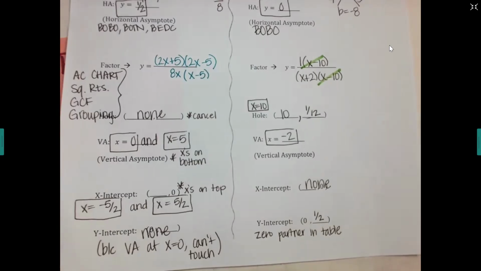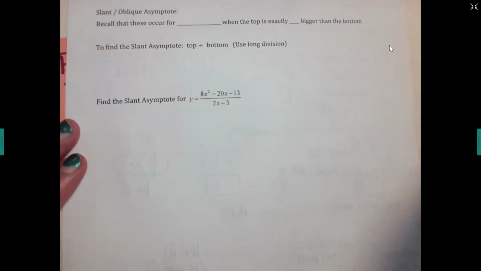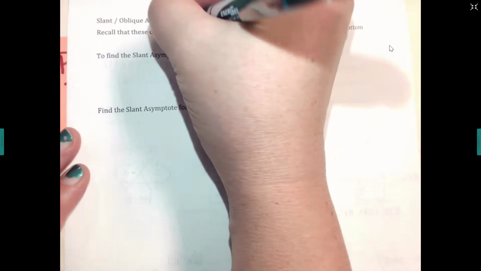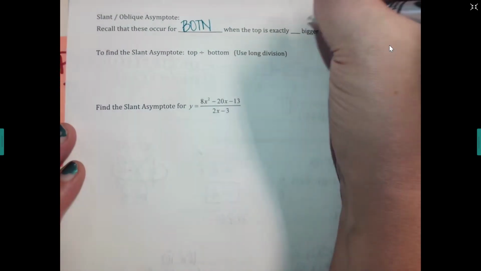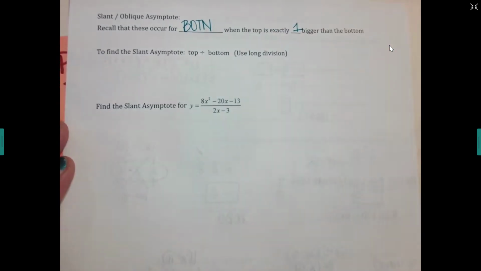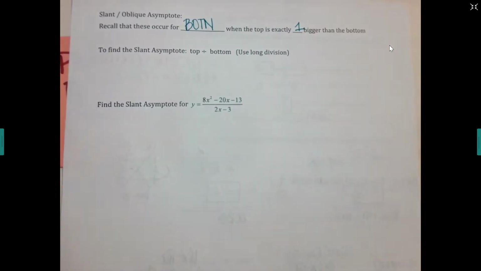I think the last thing we have is just a slant. So remember, slant asymptotes occur for bottoms, but not all bottoms. It's only when the top is 1 bigger than the bottom. So an x³ over an x⁴, that's fine. An x⁵ over an x⁴, that's fine. What about an x⁵ over an x²? Would that have a slant? No, because it's too far apart. They have to be 1 power apart.